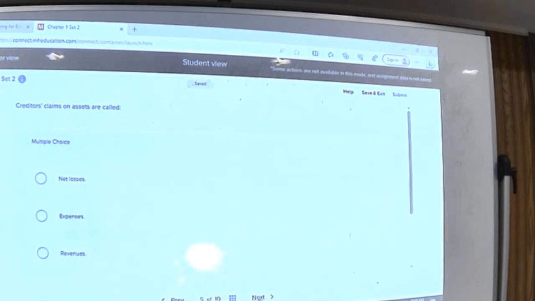Here's a definition for you. Creditor's claim on your asset. That's got to be a liability. We'll scroll down and find that one.